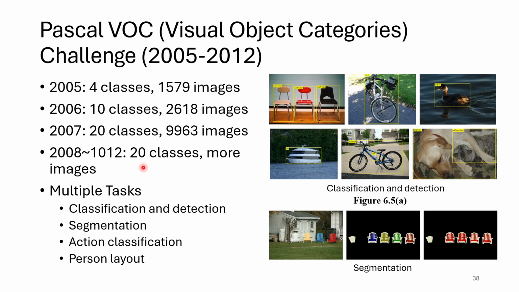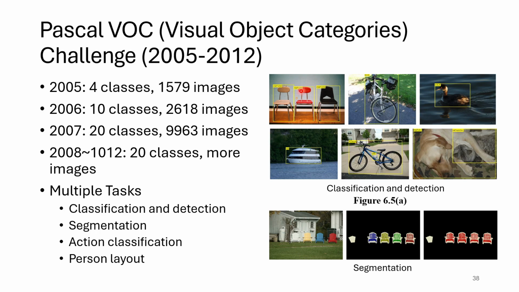Let's see some examples. This is their classification task. Given this image, they need to classify: this is a chair, a bike, and both of them are bikes. There is a cat, another is a dog, this is a bird or duck, something else, and it's a boat.